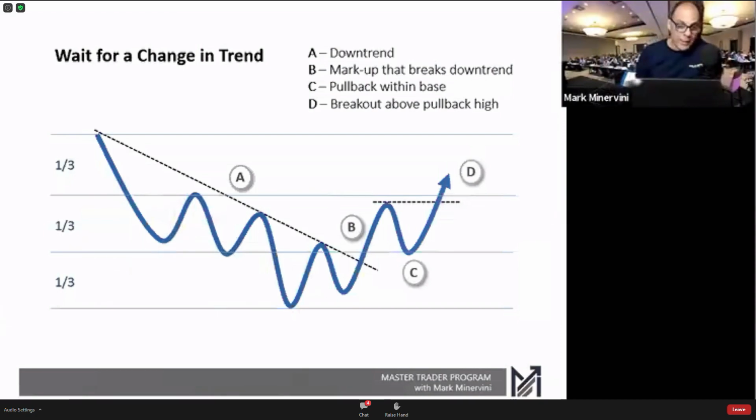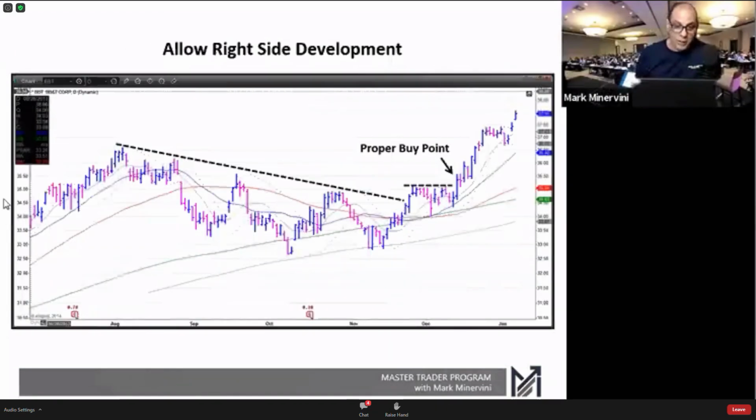So how do you determine that within the chart? Whenever you look at a chart, you want to make sure that it does a few things. One, it breaks a downtrend, marks itself up, either in the lower third, middle third, or upper third, and then moves sideways, digests, and has that symmetry, builds that right side, and then gets above that previous high. So you have a downtrend, a markup that breaks that downtrend, a pullback within the base, and then a breakout above that pullback high. Let me show you what that looks like with a chart.